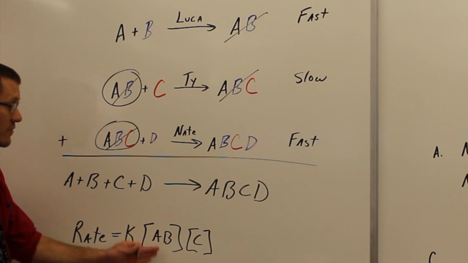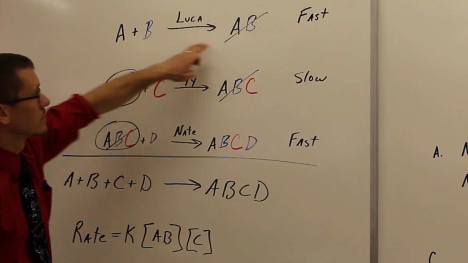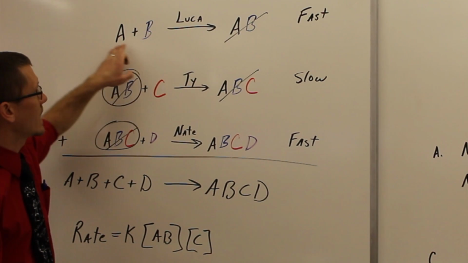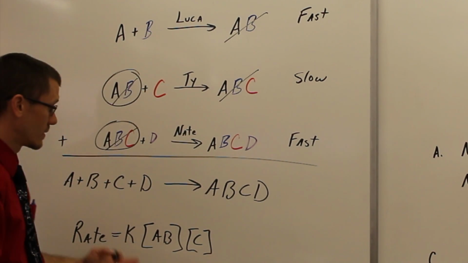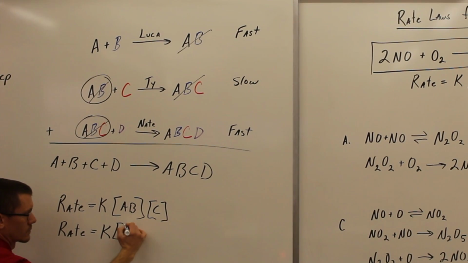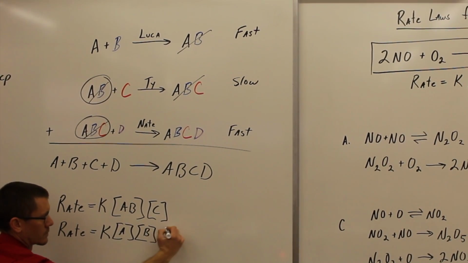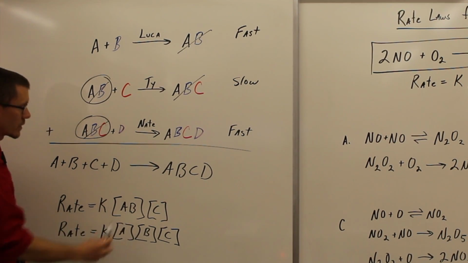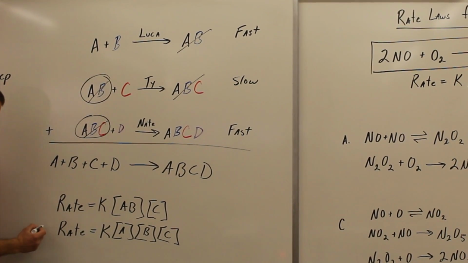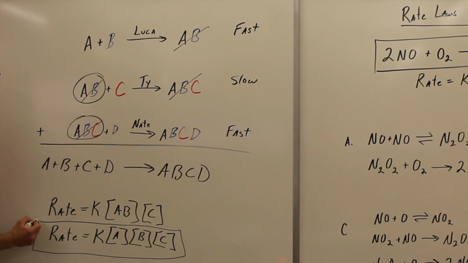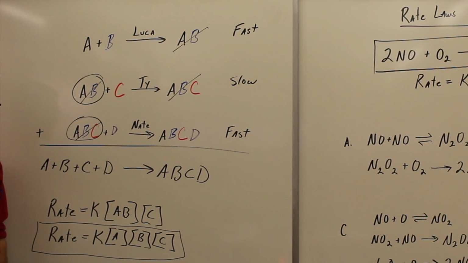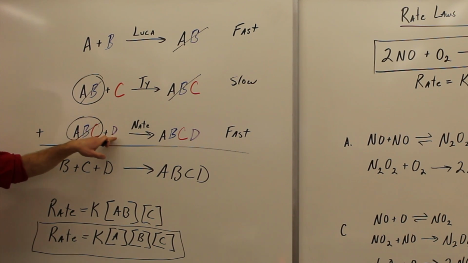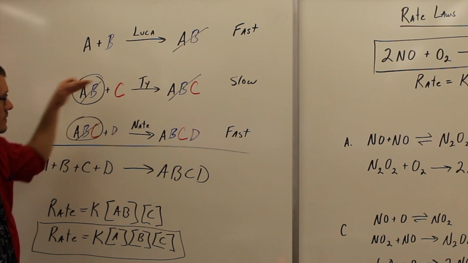But we can substitute that for our Luca step. We can put A and B in, first order in each, to represent our overall reaction. Substituting A and B in for intermediate AB. So this is the correct answer for the rate law. This is the overall rate law for the reaction. At no point here do you see any D. It does not matter how much stuff you give Nate, because he's working way faster than our Ty step.